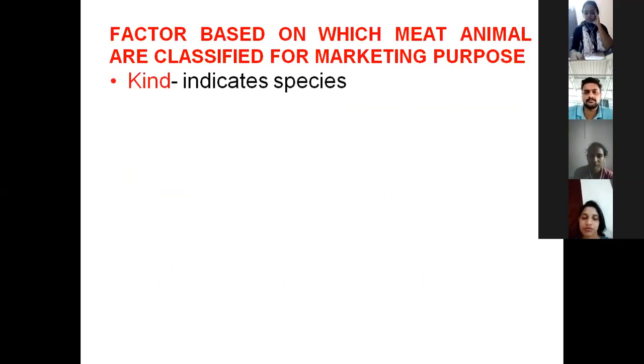Factors based on which meat animals are classified for marketing purposes. One is the kind. Kind indicates the species. So there is a class as well as kind. We'll be discussing that in the next classes. Kind indicates the species. Okay.